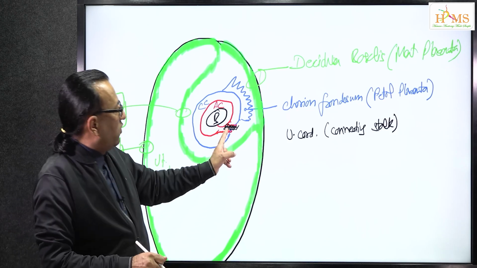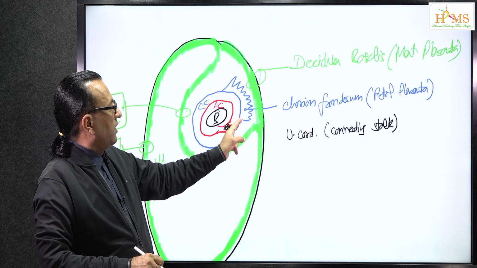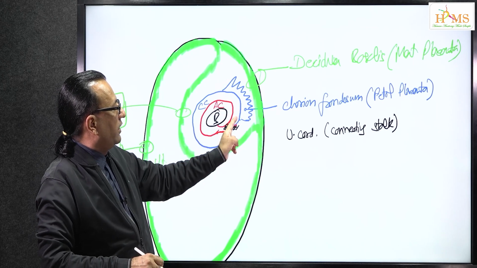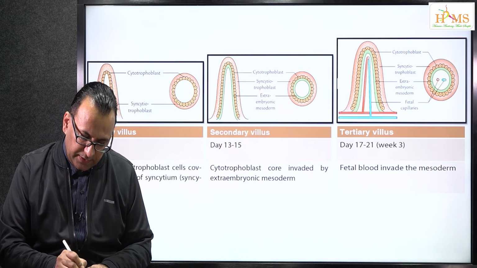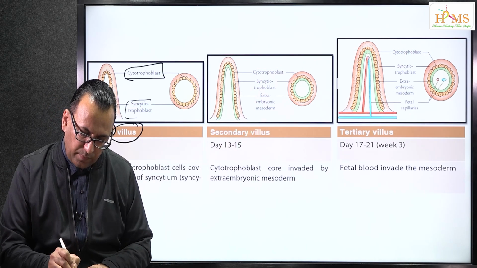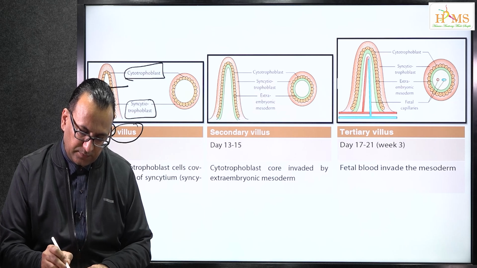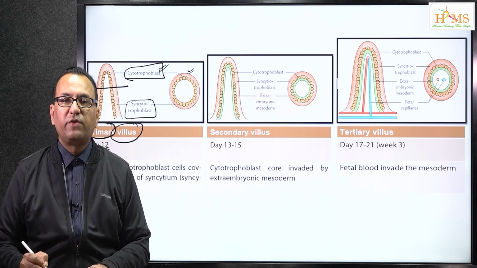Now what we need to know is details of primary, secondary and tertiary villus, the finger-like projections coming from the chorionic component of the fetus. We call it a primary villus when we have got only the cytotrophoblast and the syncytiotrophoblast. This is actually a cut section which is showing the inner cytotrophoblast and the outer syncytiotrophoblast. This is on day number 12 of the conception, post-ovulation basically.